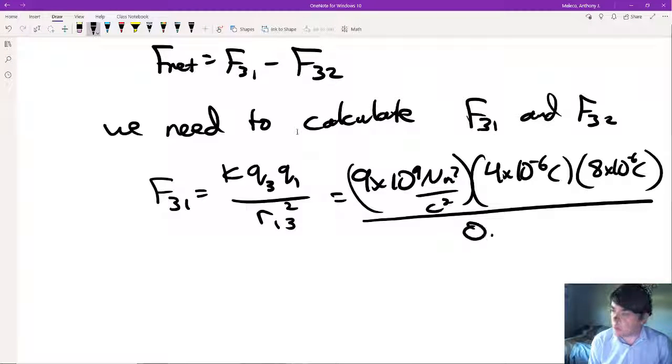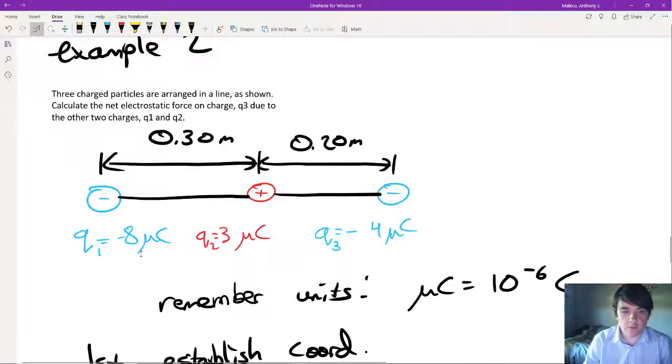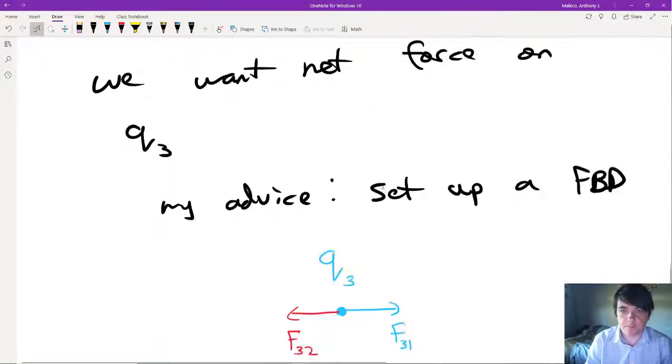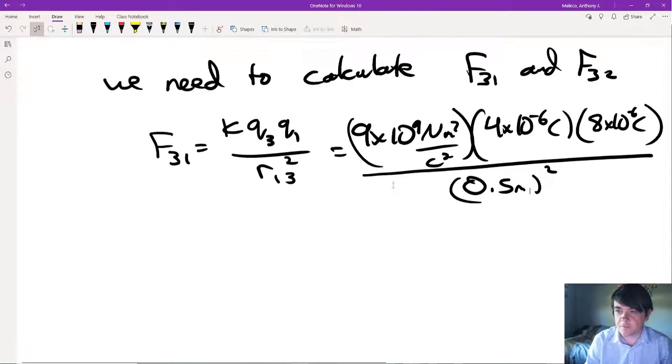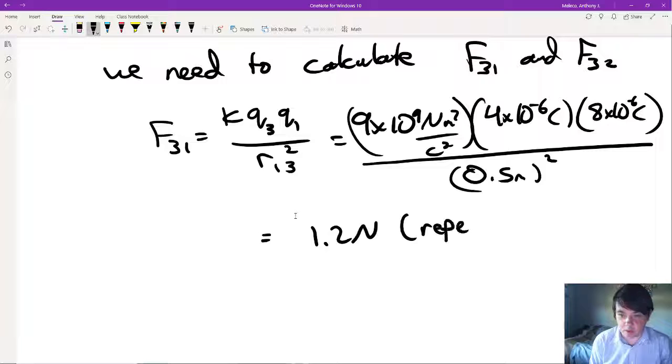And then 0.5 meters in between them, squared. So let's look at this. So Q1 and Q3, it's all the way up here. Here's Q3, here's Q1. And they are 0.5 apart, right? Because it's 0.3 plus 0.2, squared. Right? Yeah. And it was 4 and 8. Awesome. So you multiply this out, what do you end up getting? 1.2 newtons. And again, this is repel. So it will be positive for repel, because we said to the right was positive.